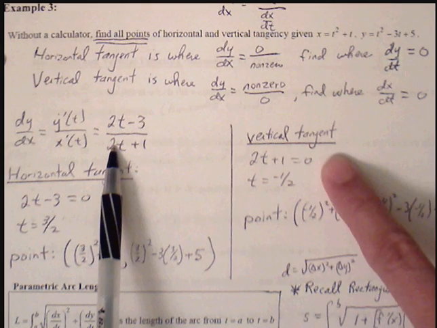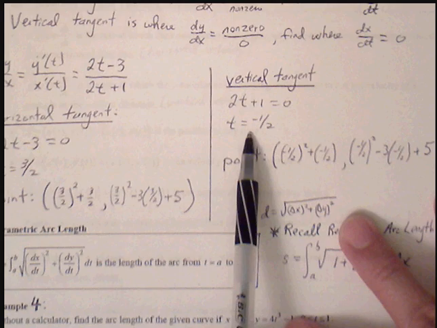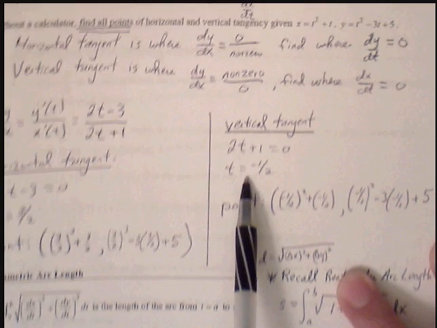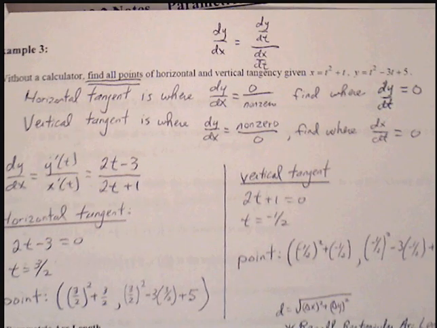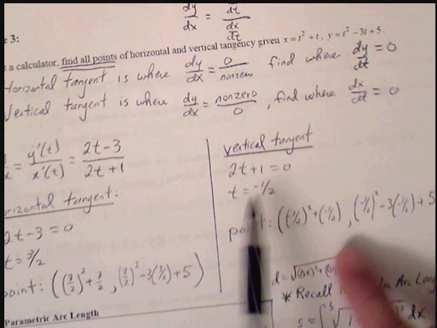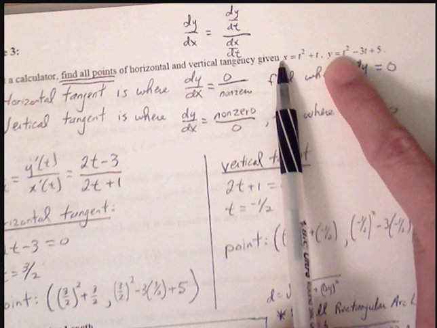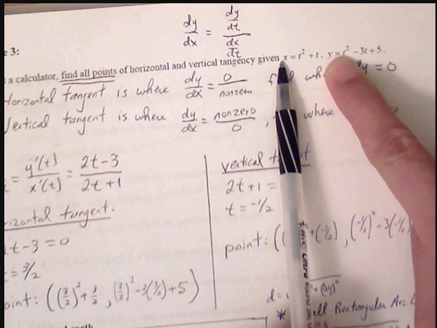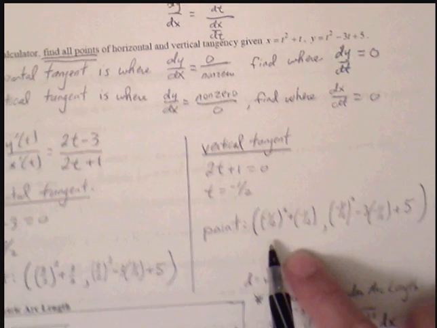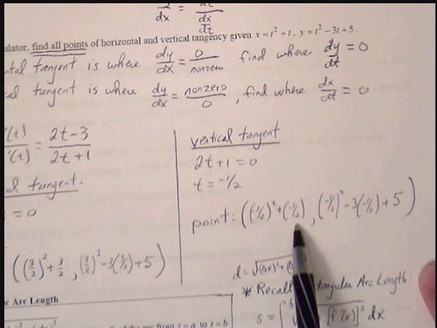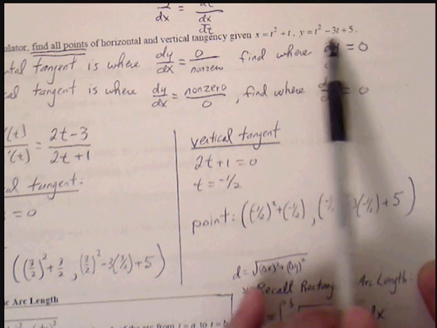So we set 2t plus 1 equal to 0. Solve for t, we get t equals negative 1/2. So at t equals negative 1/2, we're getting an ordered pair that will create a vertical tangent. So we just plug negative 1/2 back into our parametric equations so we can get our x and y coordinate points. So plug negative 1/2 in for t squared plus t, which will give us negative 1/2 squared minus 1/2. And then we plug negative 1/2 into our y expression.